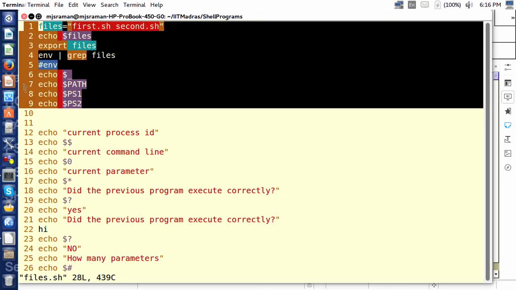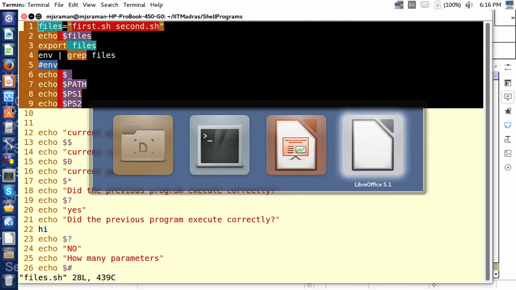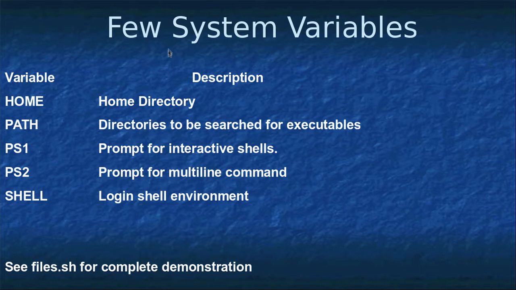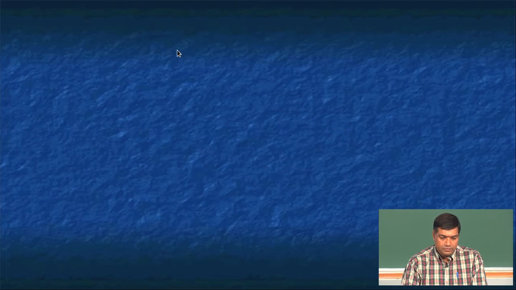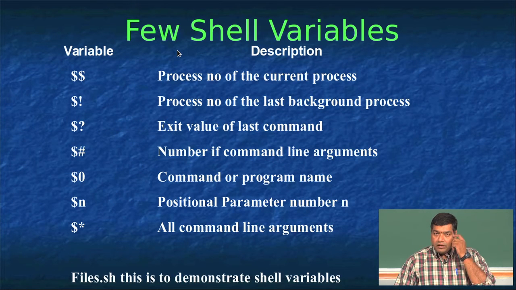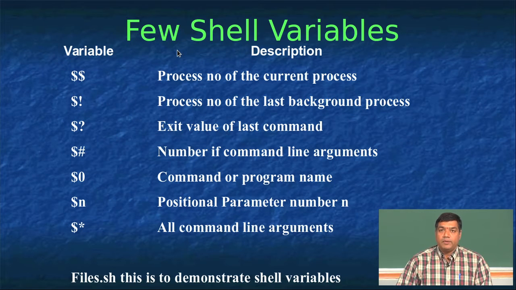Okay. Let us move on to what are the other kinds of variables. We saw the environmental variables and the system variables which can be exported, etc. Now, moving on, we also have something known as shell variable. This is very important.